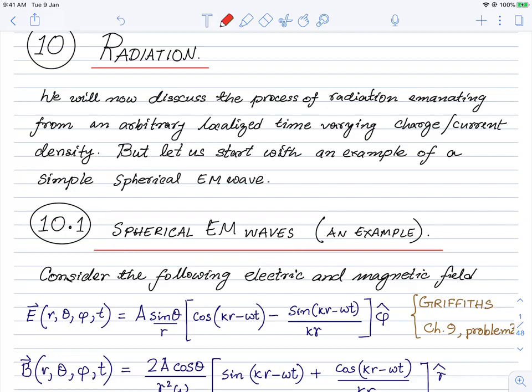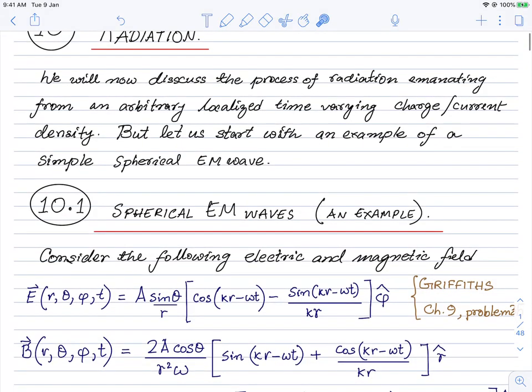Okay, so before we go on to that discussion, let me consider a very simple example of a so-called spherical electromagnetic wave. We have already seen what are called plane electromagnetic waves, and those were plane waves because at a given instant of time, the surfaces over which the phases of the electric and magnetic field were constant were planes essentially. That is the reason why those electromagnetic waves were called plane electromagnetic waves.